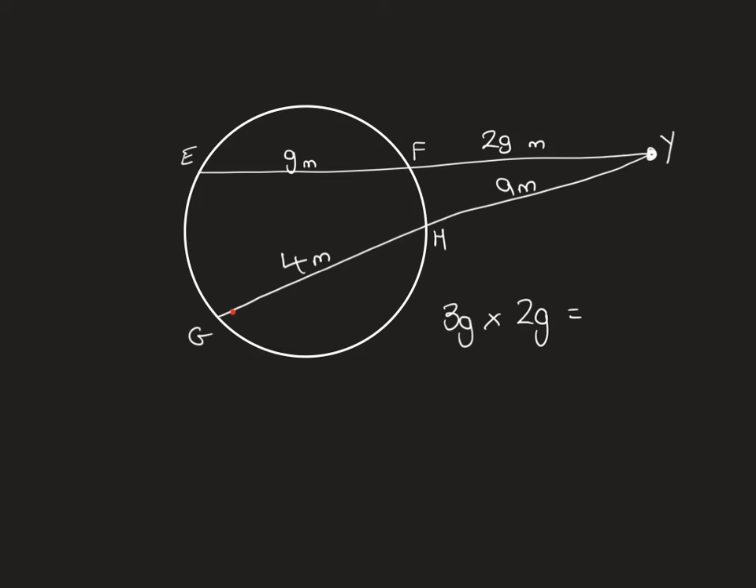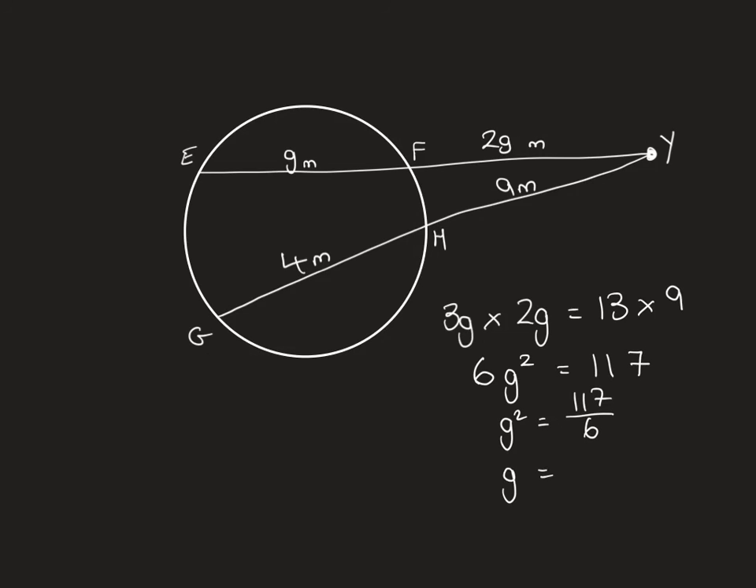and then do the same with this chord GH, so G to Y, that will be 13, times H to Y, which is 9. So 3G times 2G is 6G squared, equals 13 times 9, 117. So then to get G squared, I'm going to do G squared equals 117 over 6.